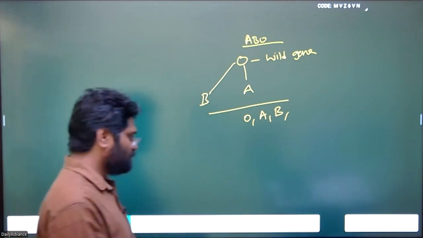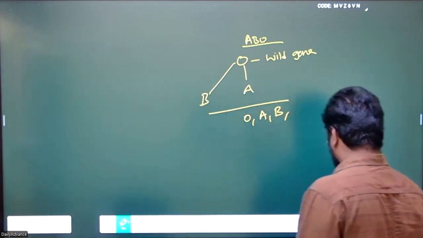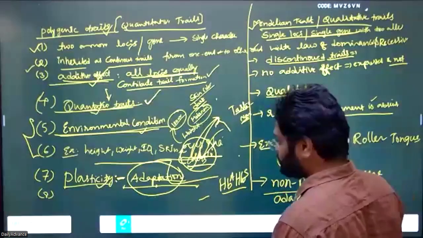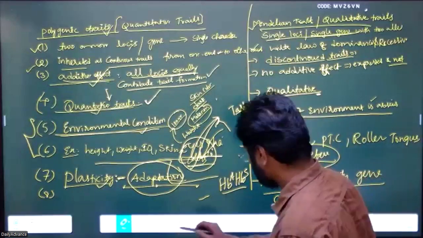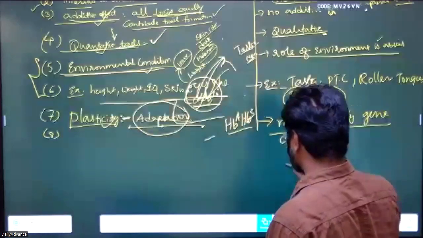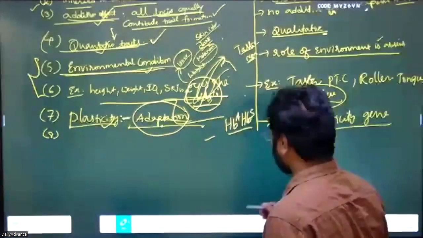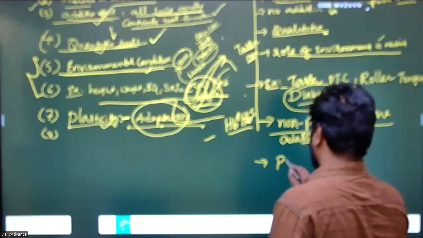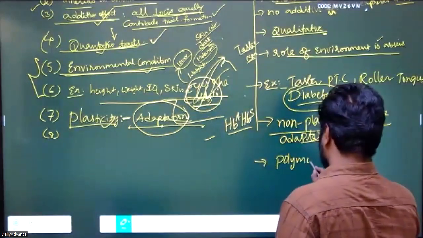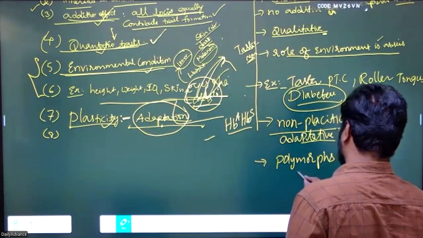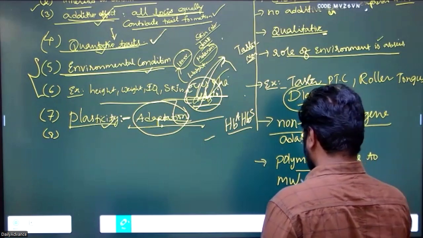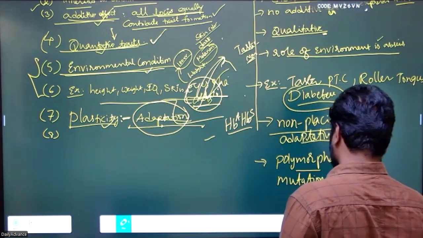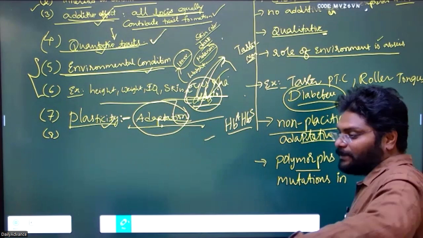So here polymorphs are present. What do you mean by polymorphs? Human beings are polymorphs due to mutations in Mendelian loci.